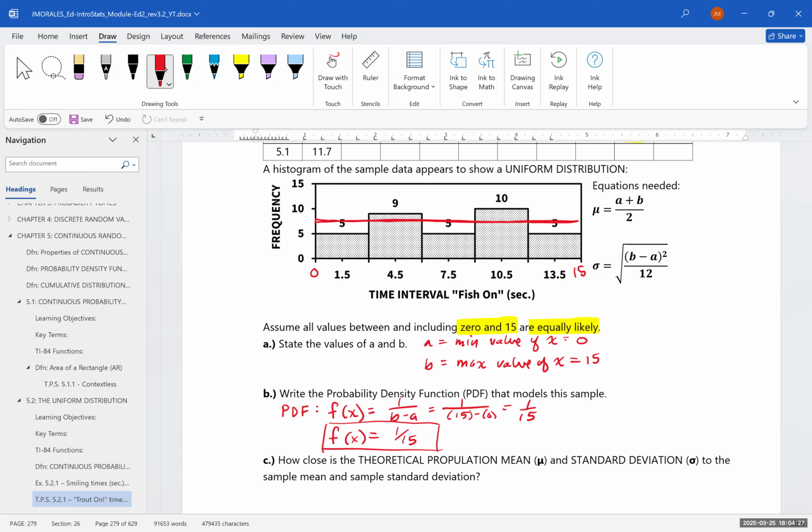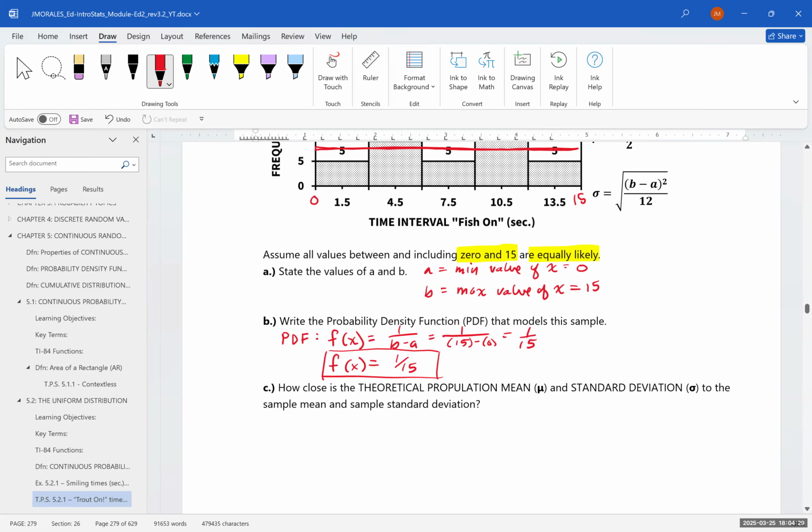All right. How close is the theoretical, that should be population, mean and standard deviation to the sample mean and sample standard deviation? So again, just like the previous example, we want to know how close are these two values and how close are these two values.